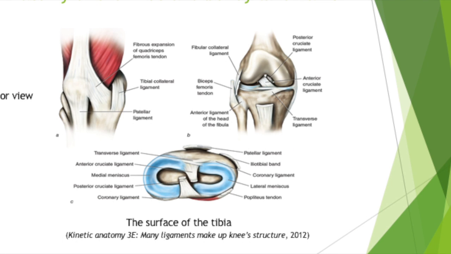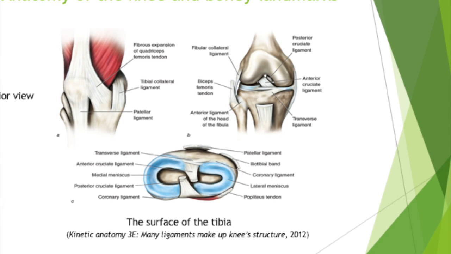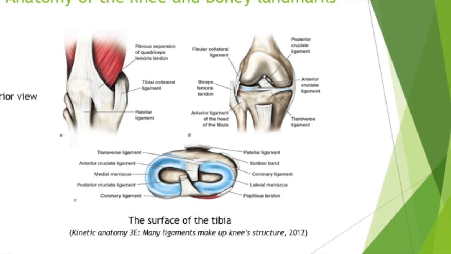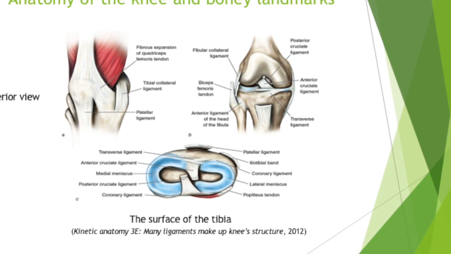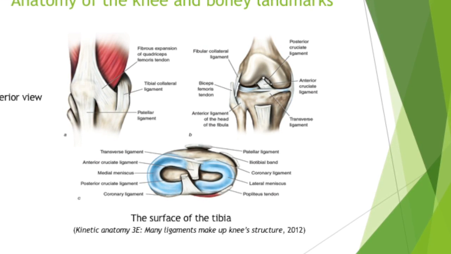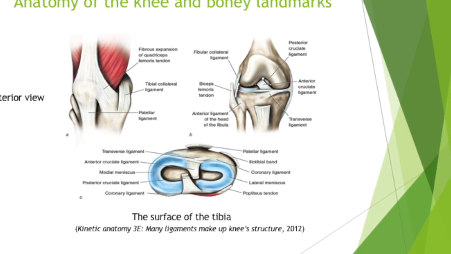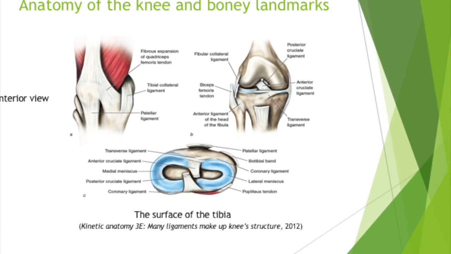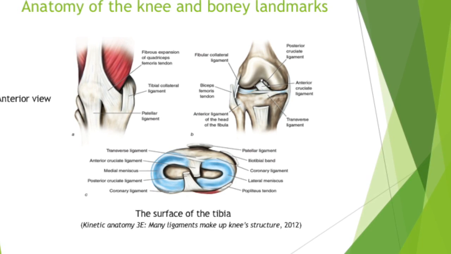So firstly, we're going to be talking about the anatomy of the knee and the bony landmarks. The knee joint is one of the most complex structures in the body. This is because it allows us to perform various movements such as flexion, extension, medial and lateral rotation. These movements happen due to the functions of the anatomical structures.